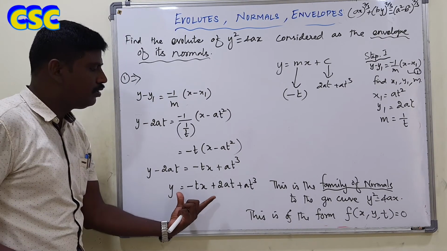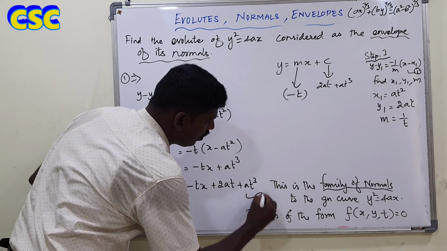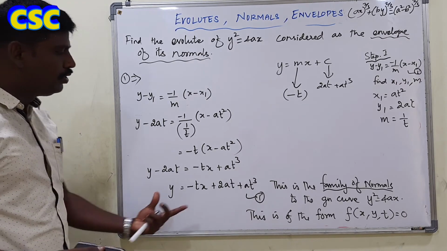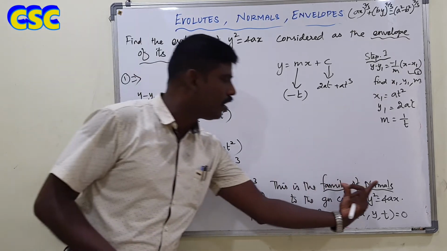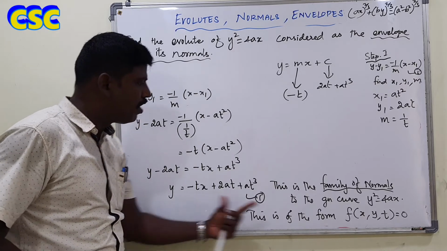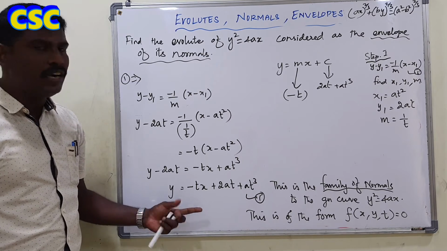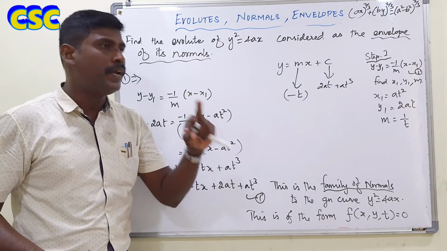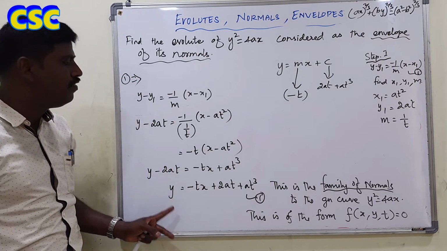Now I am going to find out the envelope of this one. I call it equation number 1, right? Now I am going to find out the envelope of this normal, this family of normals. This is in the form having one parameter t, right? So we can't rewrite it as a quadratic equation in terms of t. So I am going to use method 2 in finding the envelope, by taking the partial derivative of 1 with respect to t.